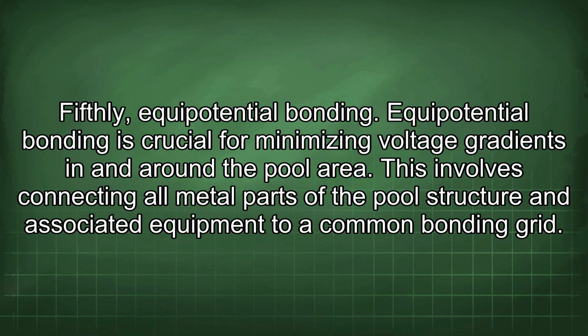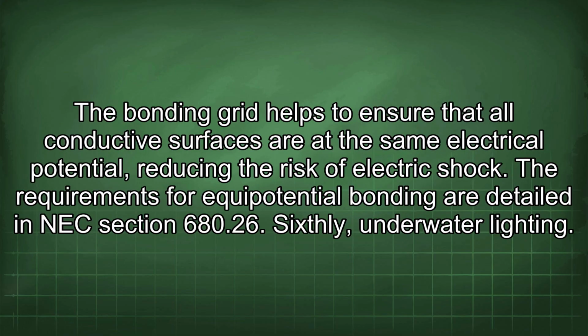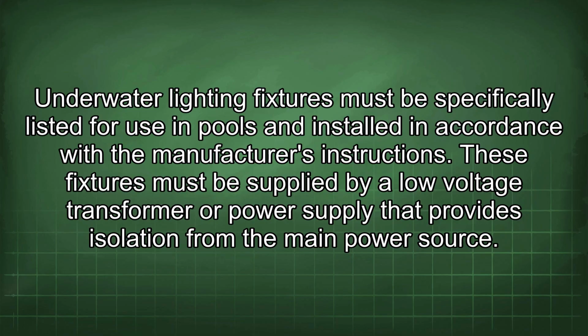Fifthly, equipotential bonding. Equipotential bonding is crucial for minimizing voltage gradients in and around the pool area. This involves connecting all metal parts of the pool structure and associated equipment to a common bonding grid. The bonding grid helps to ensure that all conductive surfaces are at the same electrical potential, reducing the risk of electric shock. The requirements for equipotential bonding are detailed in NEC Section 680.26.